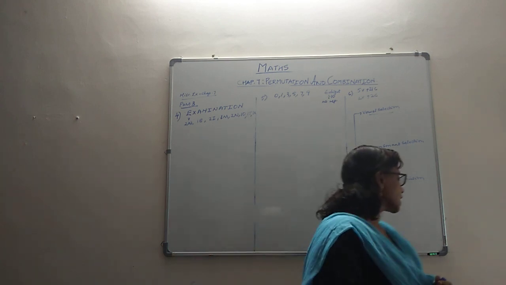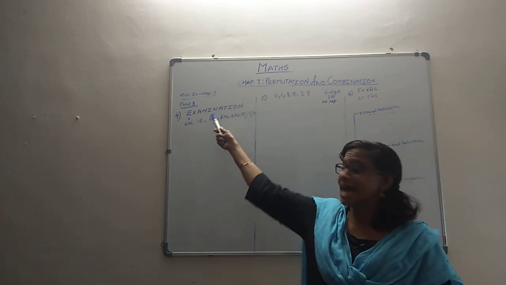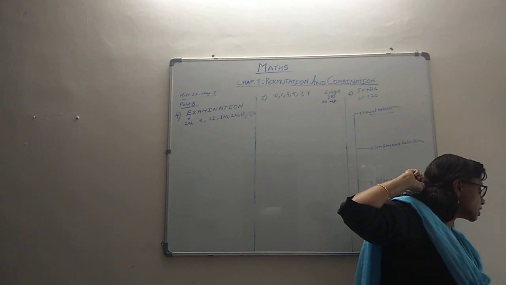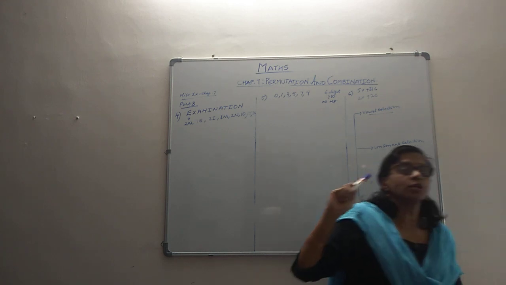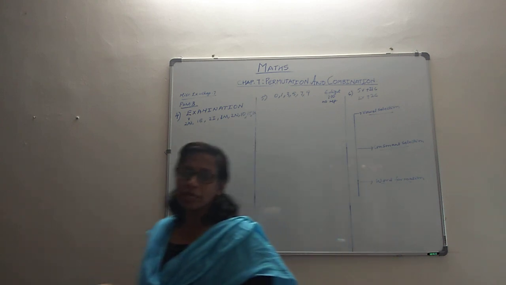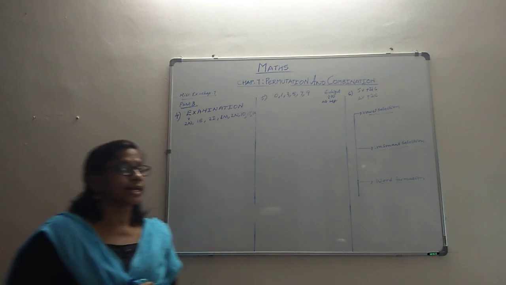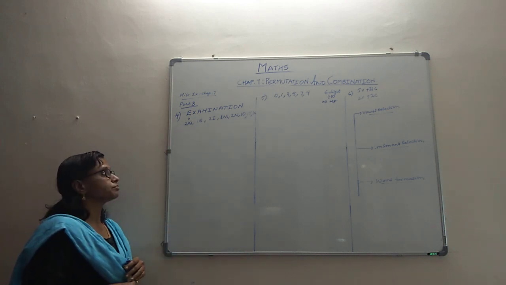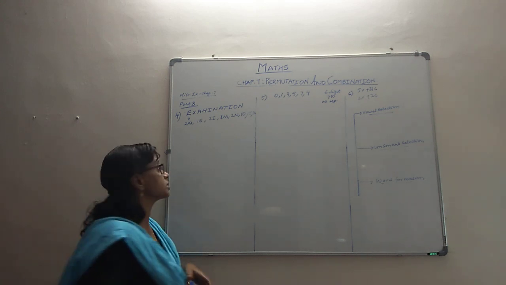Problem number 4 reads: in the different permutations of the letters of the word EXAMINATION listed in a dictionary, how many words are there in the list before the first word starting with E? So they will give you any one alphabet and ask how many words are there before that. That is what the question is. So let's analyze the word and try to find the answer.